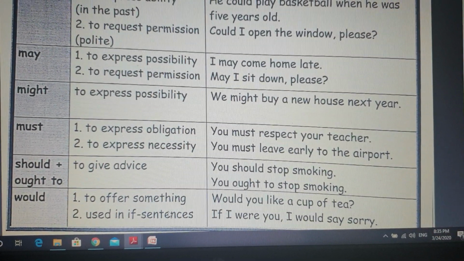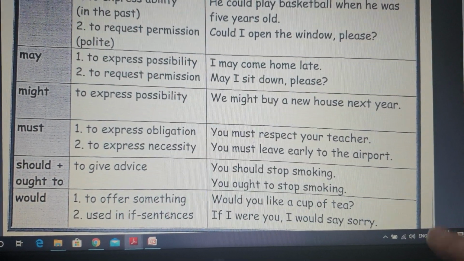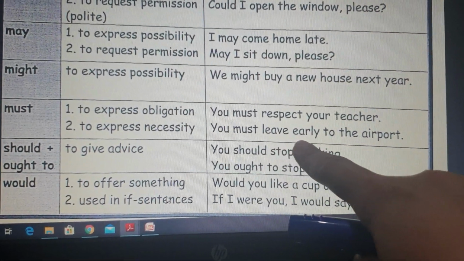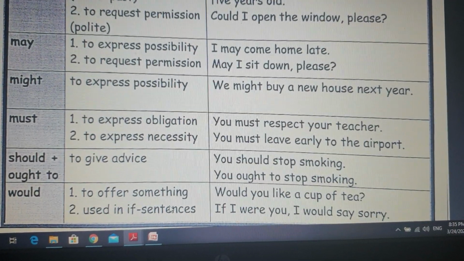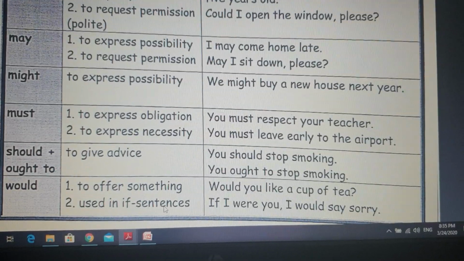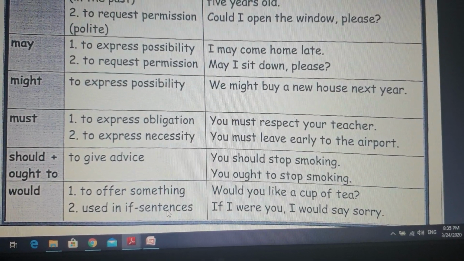Must, to express obligation, to express necessity. Something necessary that you should do. You must leave early to the airport. Should and ought to give an advice. Would, to offer something, used in if sentences.